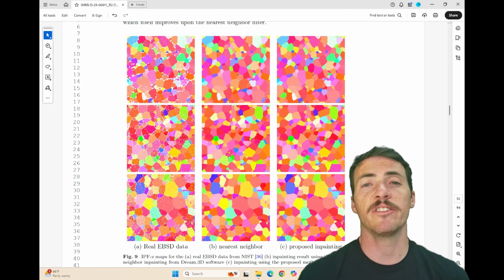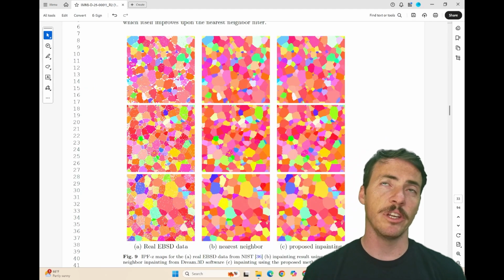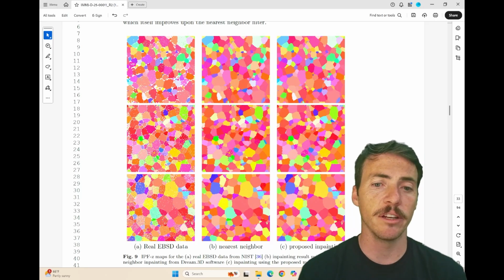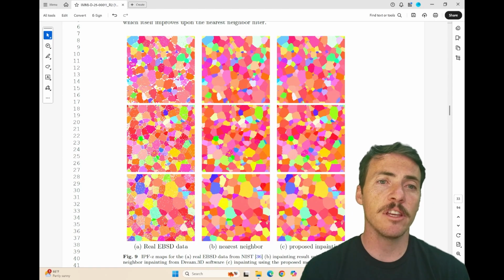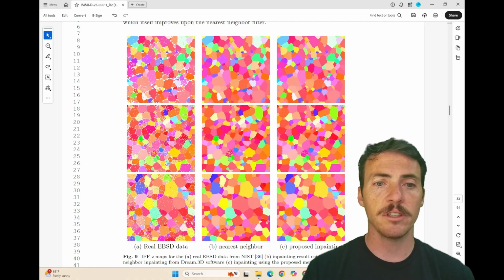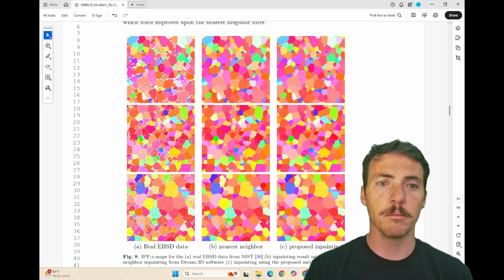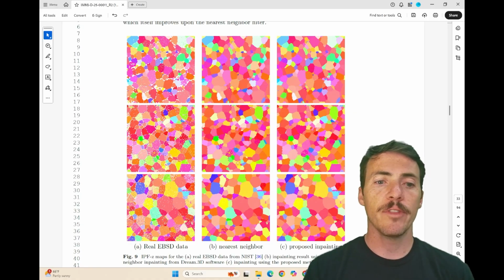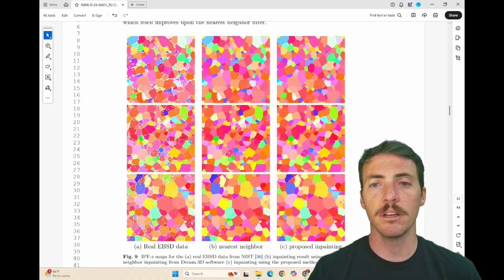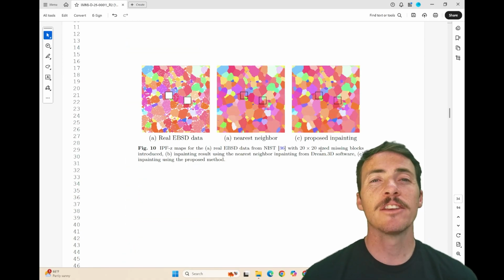Something that I appreciate is that they tested this not just on Dream 3D simulated microstructures, but on real data, right? So this is real EBSD data collected at NIST, and you can see the result of the inpainting. Here's the original real EBSD data, and you can see that it's got some missing segments. And then in the middle, they used a nearest neighbor inpainting, and then here they used their proposed inpainting, and the results just are really pretty great. So I hope you'll take a look.